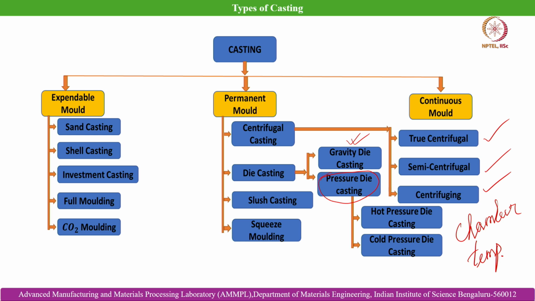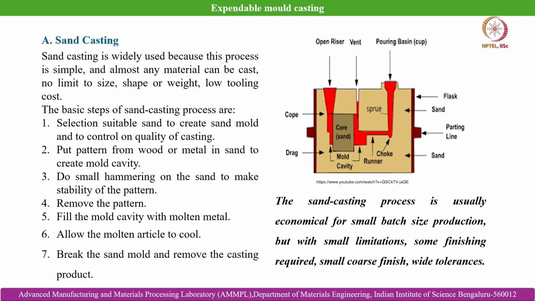The third major variant of the casting processes is termed continuous mold. We will come to that later. We will start with sand casting, but we have already discussed sand casting in detail in the last class. We have also discussed several functional parts of the gating arrangement, which is shown again here for your ease of understanding, and the steps involved in sand casting.